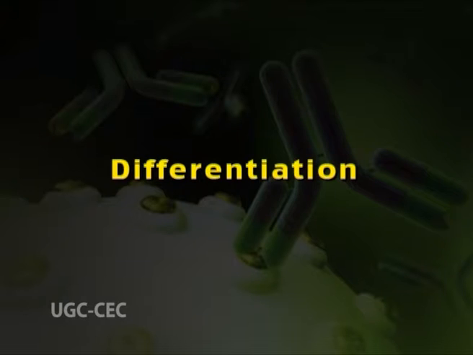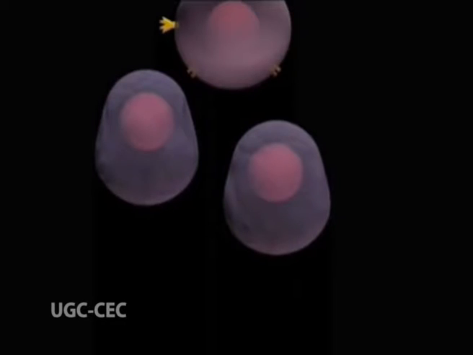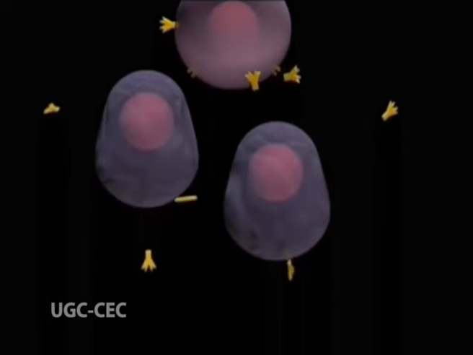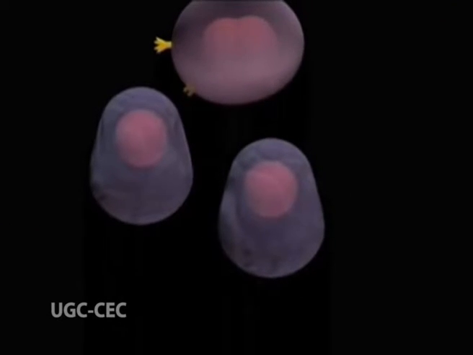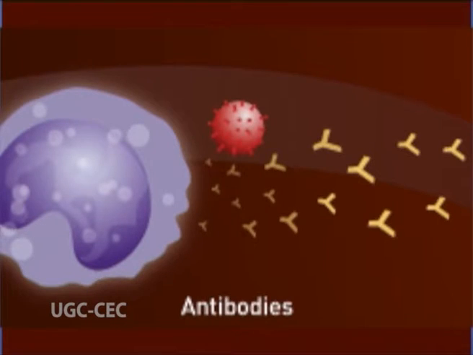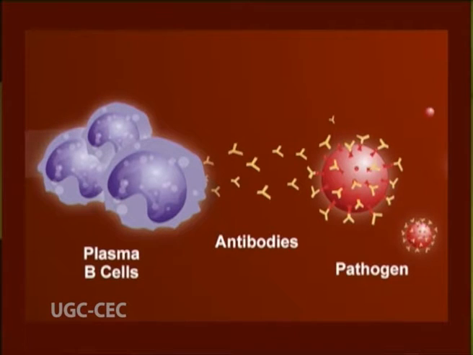Then comes differentiation. Most of the clones produced by the stimulated B cell differentiate into plasma cells. This differentiation is required to produce a large number of soluble forms of antibodies. Secretion of antibodies by plasma cells. Plasma cells are specialized for high protein synthesis and secretion. Therefore, they synthesize a huge number of antibodies and release them in soluble form.